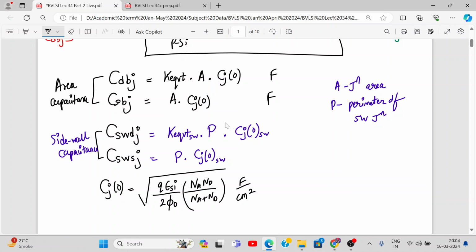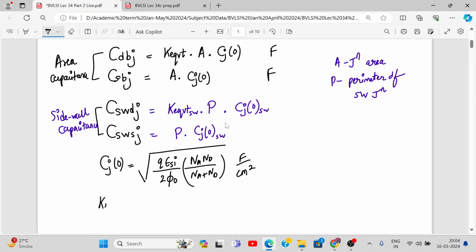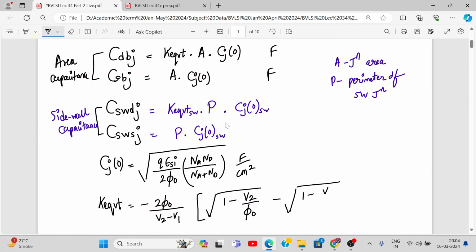And K equivalent term, what is the formula? K equivalent term is, I'm just writing for the reference, 2 phi naught upon V2 minus V1, square root of 1 minus V2 upon phi naught, minus square root of 1 minus V1 upon phi naught. And for sidewall, the doping of Na will be Na sidewall, which is higher doping. It doesn't have any unit, it falls between 0 to 1 value, K equivalent. And area and perimeter, well, it changes from capacitance to capacitance. Which capacitance we are talking about, according to that we will change.